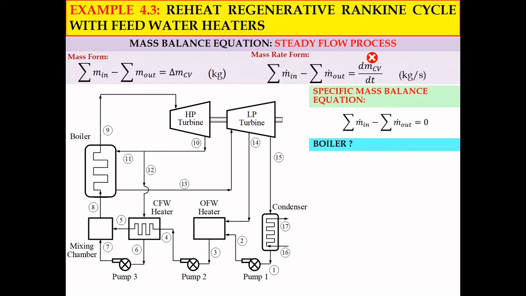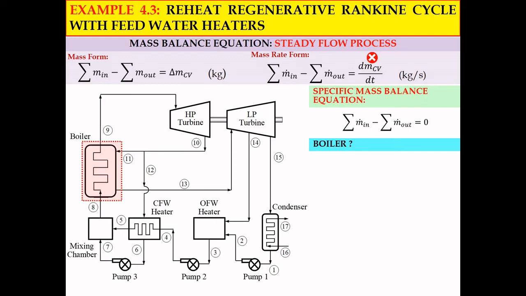How about the boiler? Let's say we want to determine the mass balance equation for the boiler. We need to identify which part refers to the boiler. This is the boiler. We need to identify the numbers involved at the inlet and also at the outlet. For the boiler, as we look at the flow diagram, we have 2 inlets and 2 outlets. For the inlet, we have number 8 and number 11. For the outlet, we have number 9 and number 13.